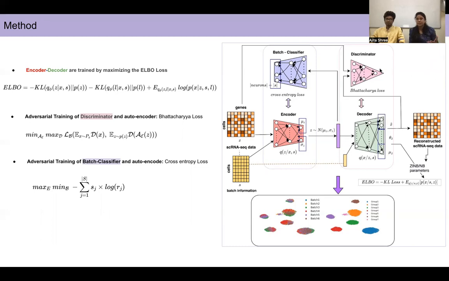The batch classifier is introduced to improve the batch mixing within the dataset, and there we do the second set of adversarial training between the batch classifier and the autoencoder. The batch classifier learns cross-entropy loss and tries to correctly classify the embeddings into the batches, whereas the encoder is trying to generate embeddings such that the batch classifier is not able to correctly classify. The details on the loss function for both the training are on the left side of the slide.